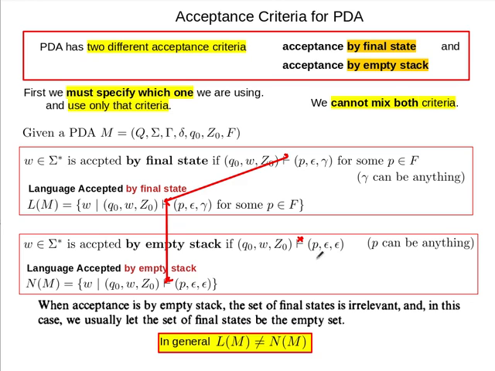So it is usually the case that if you intend to use your PDA for accepting languages using this empty stack acceptance criteria, you generally define your F to be empty. This is not mandatory, it is just a convention, because we are not using this F in this case. And this is the thing that you should remember. These two languages are different languages and they may not be the same.